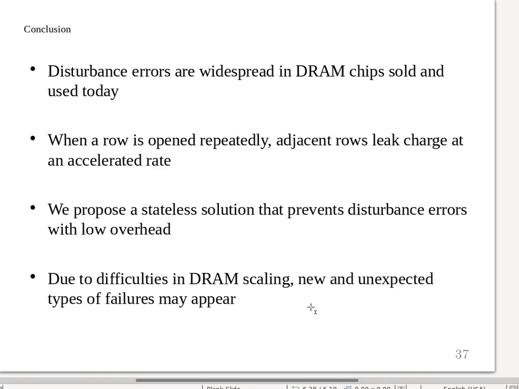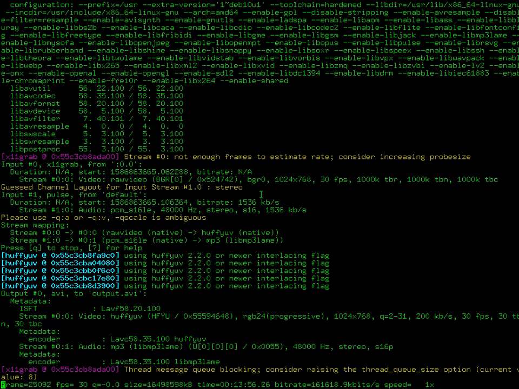All right, that's it for row hammer. Hey, look, 13.